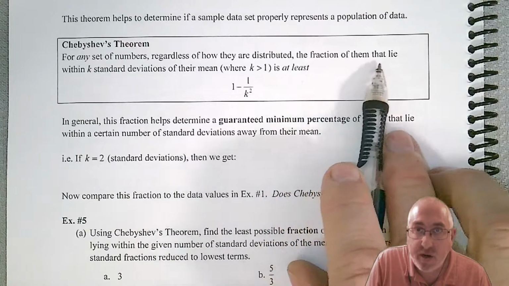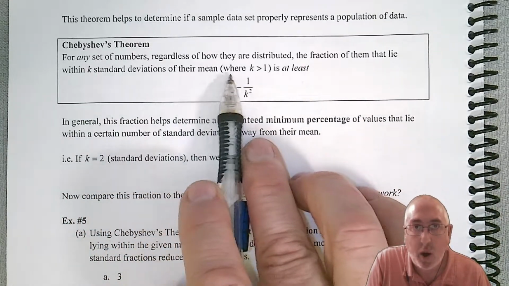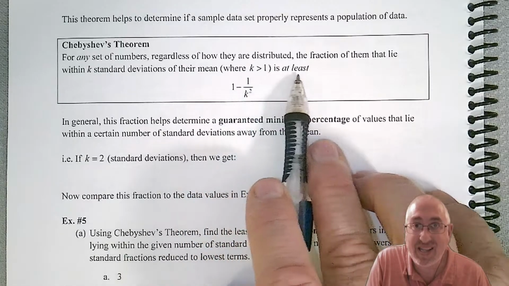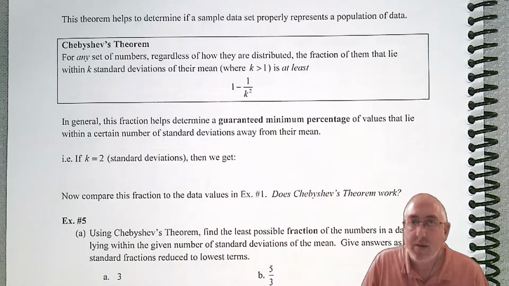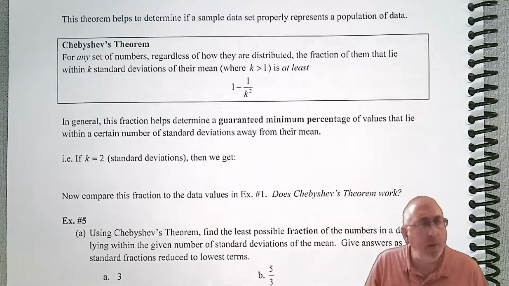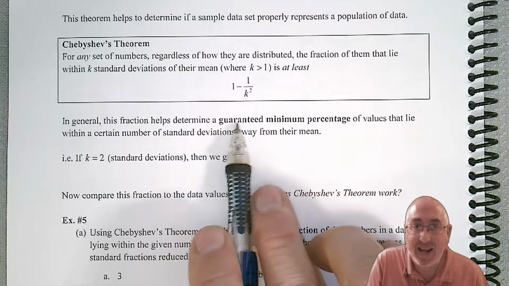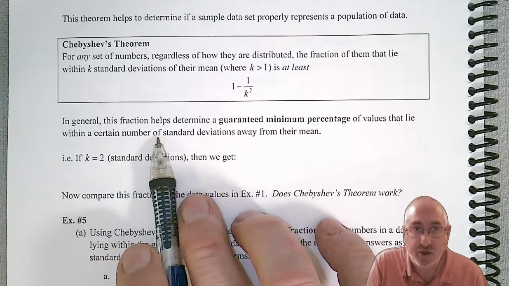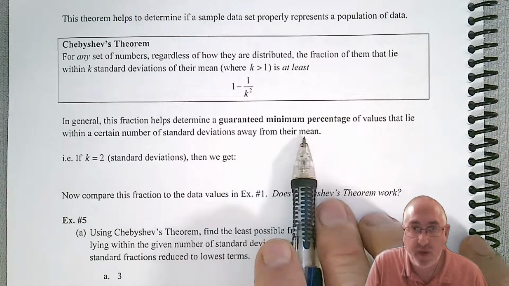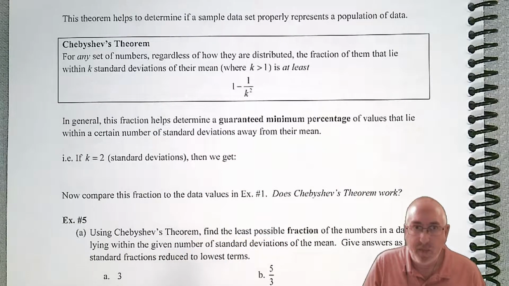The fraction of them that lies within k standard deviations of their mean, where k is greater than 1, is at least 1 minus 1 over k squared. All right, well, what is that really telling me? In general, this fraction helps determine a guaranteed minimum percentage of values that lie within a certain number of standard deviations away from the mean. So let's try to break that down even more.